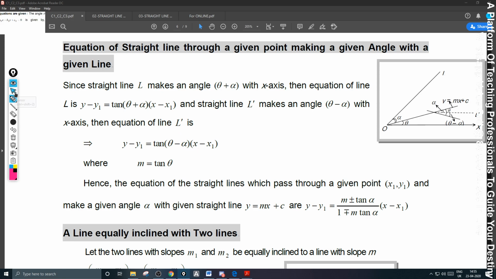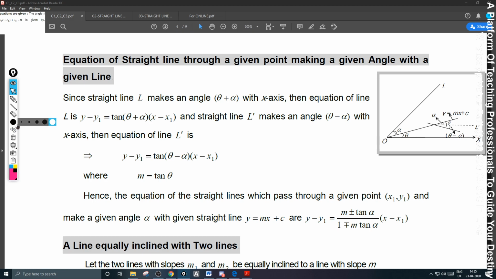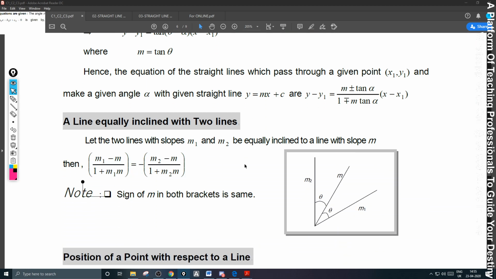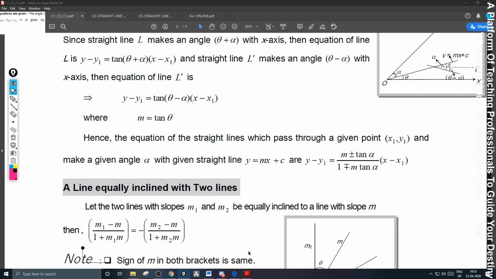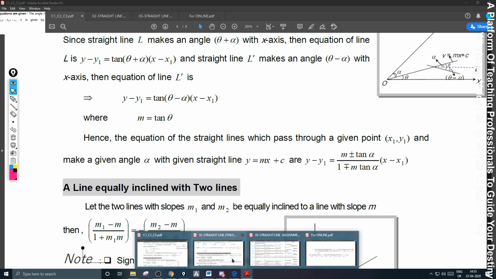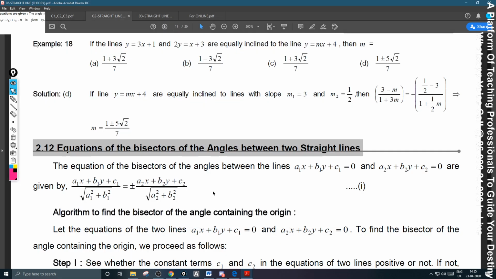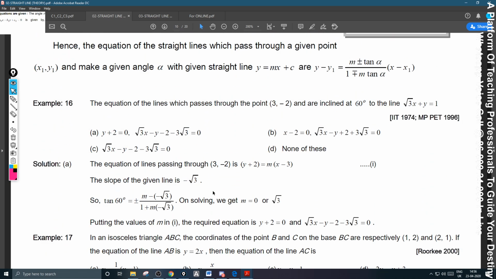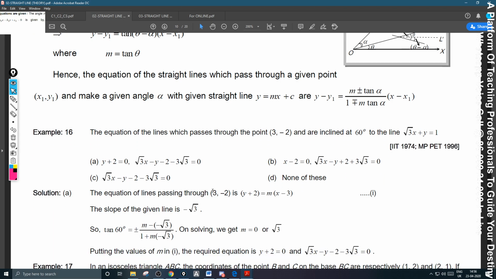This is a formula we just now derived. Okay, m plus or minus tan alpha by 1 minus or plus m tan alpha. That minus can be taken common and you can get this form. Both are same. No issues there. Next is, let me take a problem on this. Here is the problem on this one.